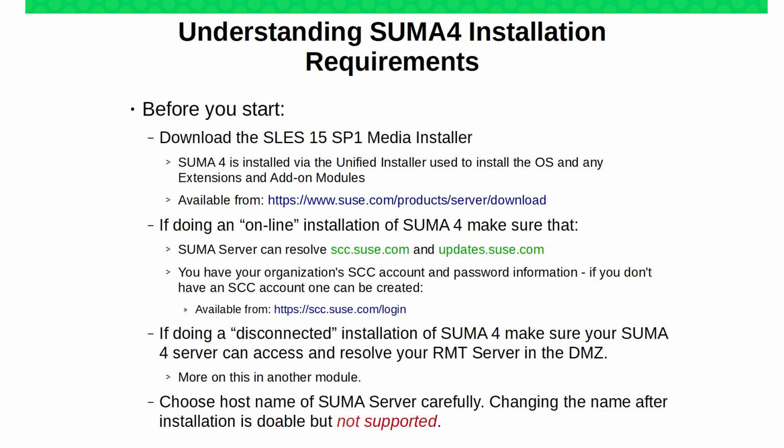When using the unified installer, you can either do an online or a disconnected installation of SUMA 4. This module presents the online installation. In order to complete an online installation, the server on which you want to install SUMA 4 must have internet access and be able to resolve the DNS names scc.suse.com and updates.suse.com. And you must have your organization's SCC, SUSE Customer Center, account and password information. In another module, I'll present doing a disconnected installation of SUMA 4.